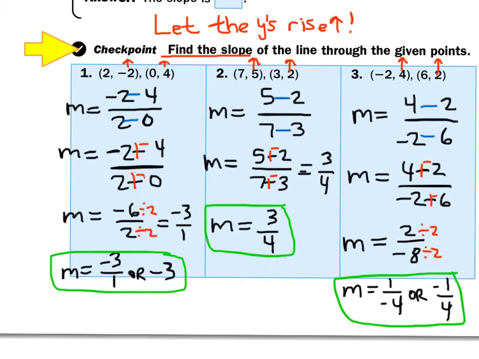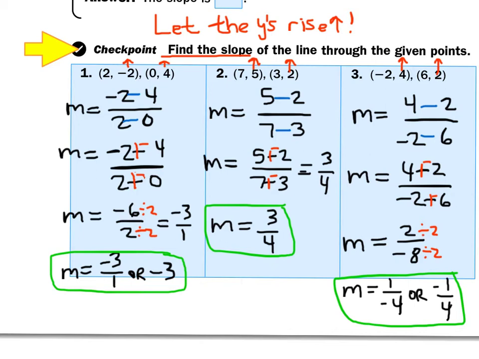We have negative 2 comma 4, so circle the 4 and let it go up. And then 6 comma 2, circle the 2 and let it go up. So we get m equals 4 minus 2 on top over negative 2 minus 6 on the bottom. And then just add a line, change the sign. So you get 4 plus negative 2 gives you 2 on top. Negative 2 plus negative 6 gives you negative 8 on the bottom.